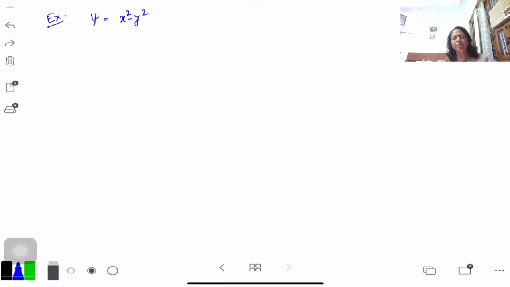In the previous example, we were given u and v, and we were to find psi. In that example also we were given psi, and we were to find u and v. Similarly, there may be vice versa. That means you are given u and v, and you may find psi as well.